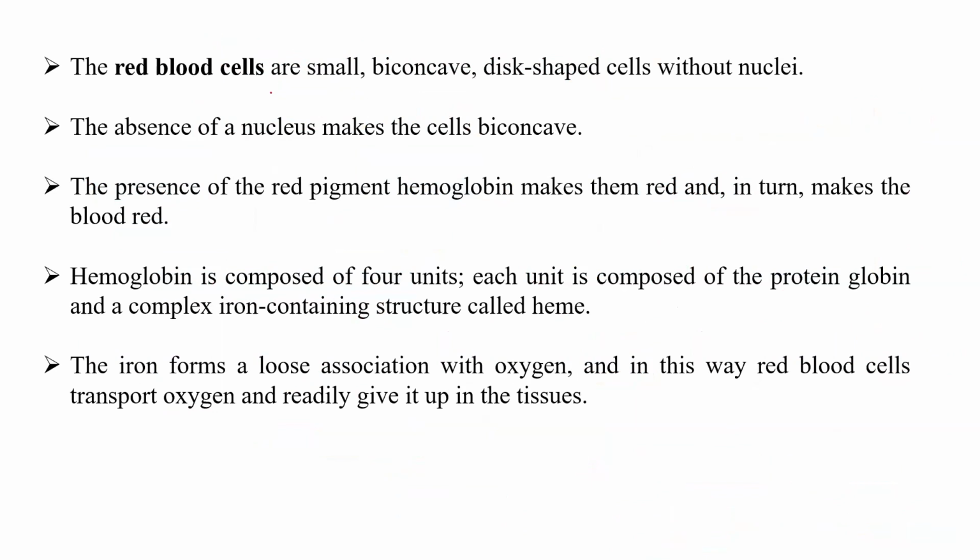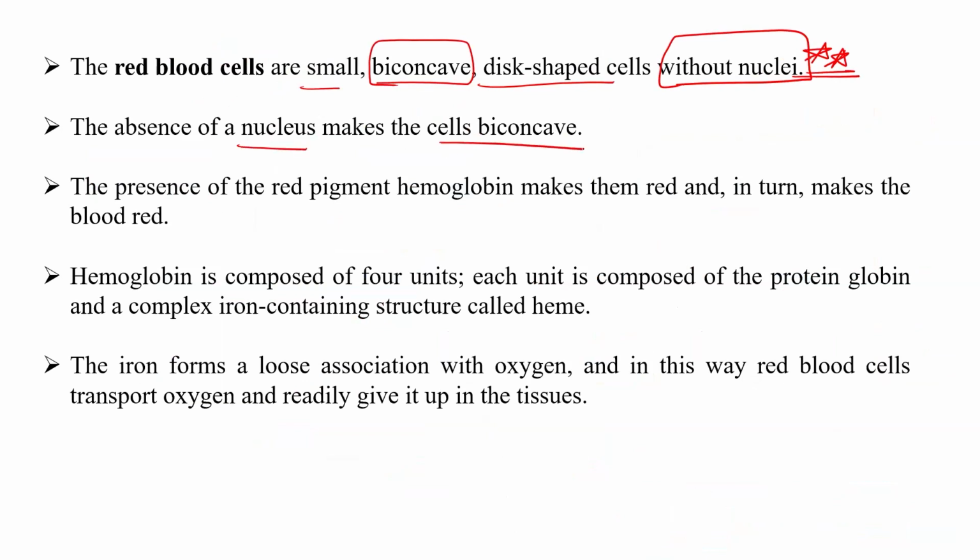So the red blood cells are small, biconcave, disc-shaped cells without the nucleus. This is important: the matured RBC lacks the nuclei. The absence of nucleus makes the cells biconcave. The presence of the red pigment hemoglobin makes them red. So it is because of the presence of hemoglobin that the RBCs are red in color, and thereby making the blood red. Hemoglobin is composed of 4 units.